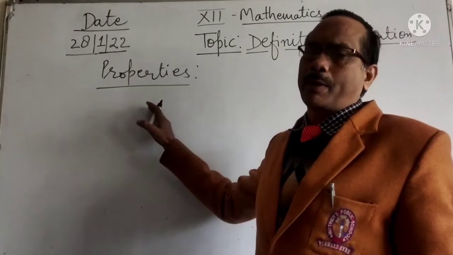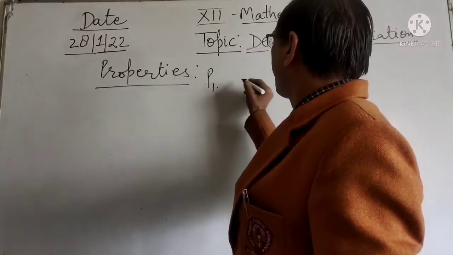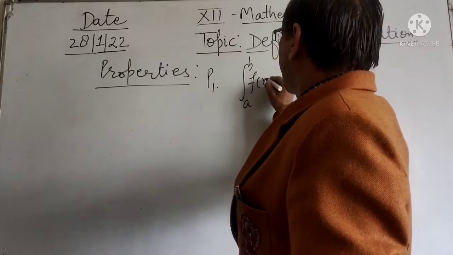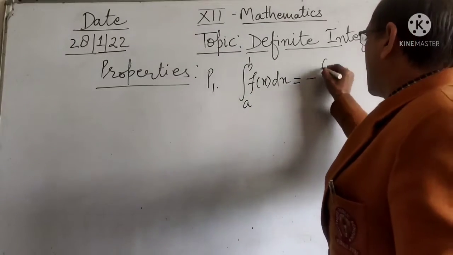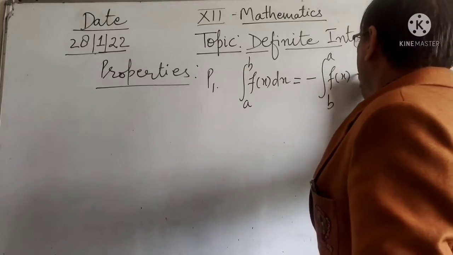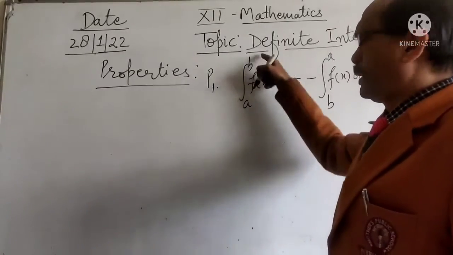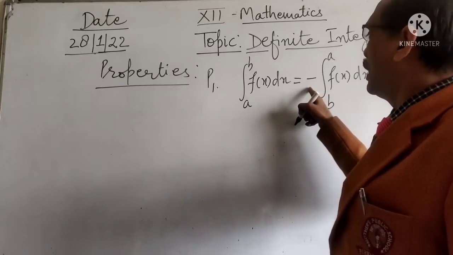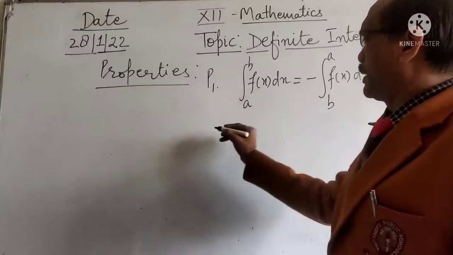Now there are the properties of definite integration. Property number 1: integration a to b f(x) dx is equal to minus b to a f(x) dx. Dear student, if we interchange the limits of definite integration, then the sign of the integration will change. So there is a minus sign.